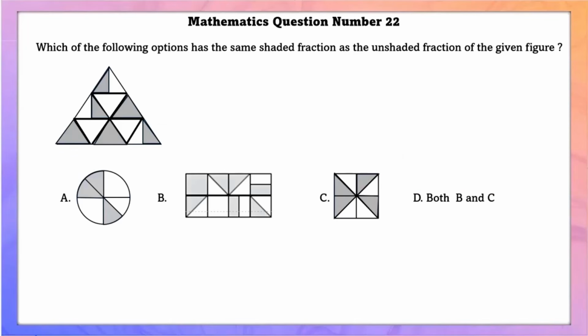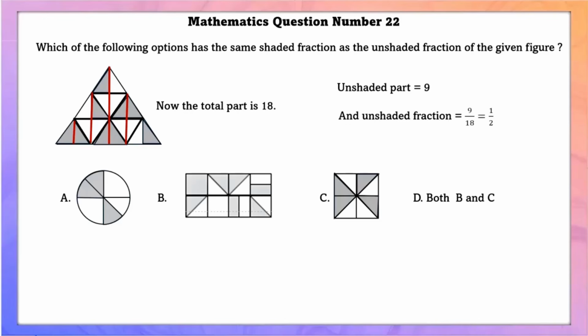Mathematics question number 22. Which of the following options has the same shaded fraction as the unshaded fraction of the given figure? Now let us split these triangles into two to make it easier for our calculations. Now the total part is 18. Unshaded part is equal to 9 and unshaded fraction is equal to 1 by 2.